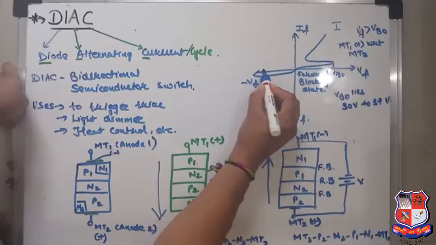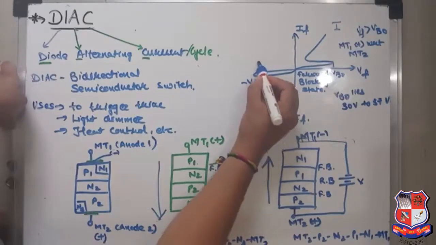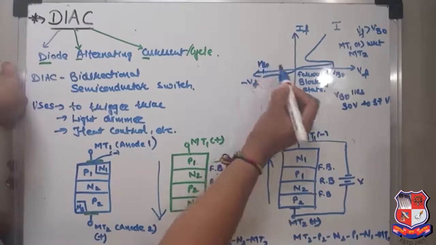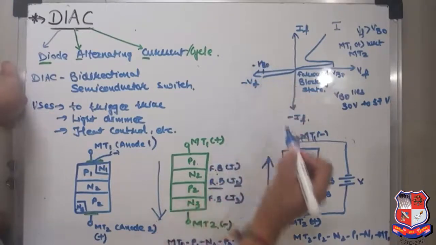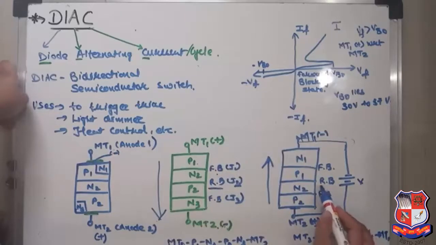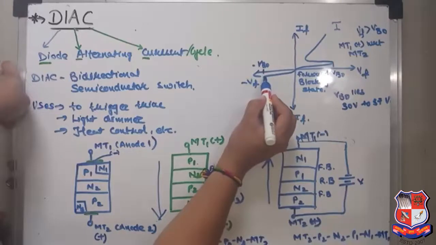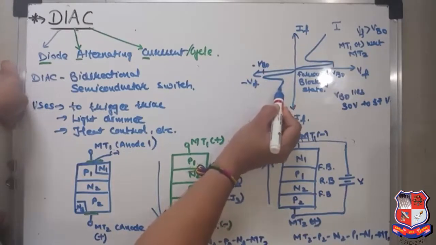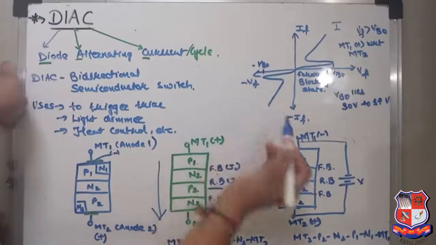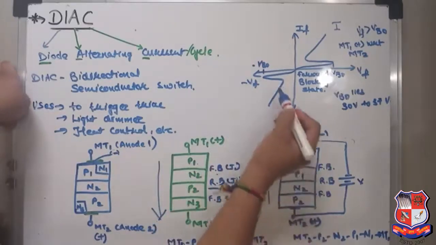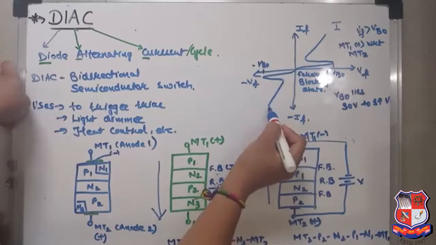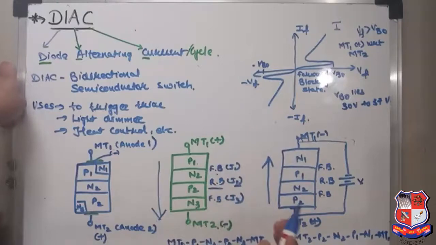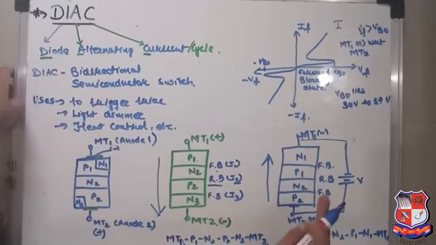Now when your applied reverse voltage exceeds the breakover voltage, suddenly there is an avalanche breakdown of the reverse bias junction P1 and N2, and your device transits from the off state to the on state and suddenly starts to conduct, means it allows the flow of current from MT2 to MT1. So your current rapidly increases and the voltage across the device rapidly drops down. So it is a bidirectional device.